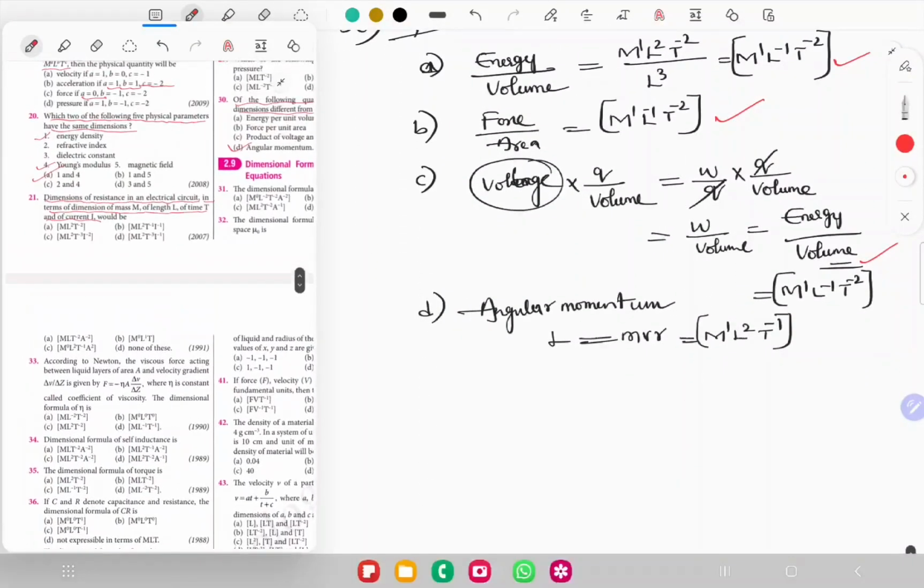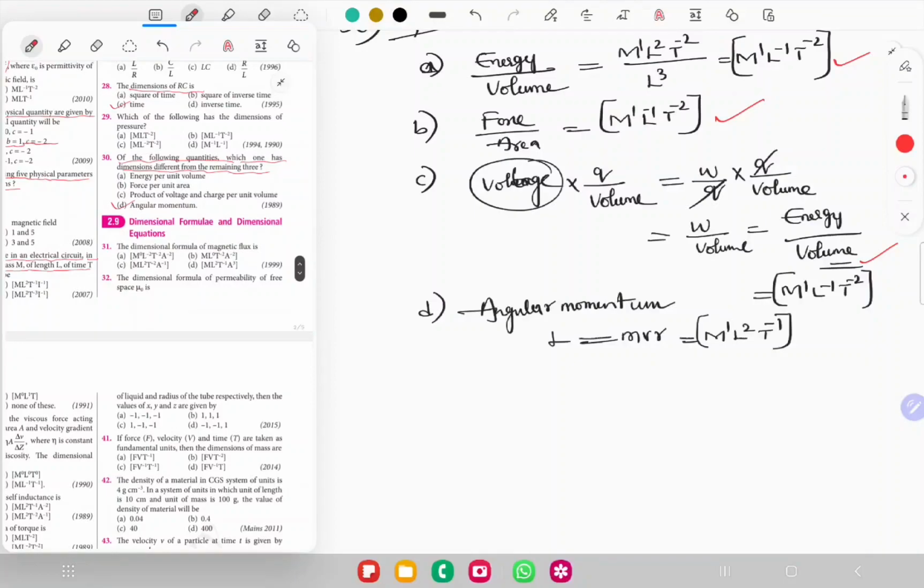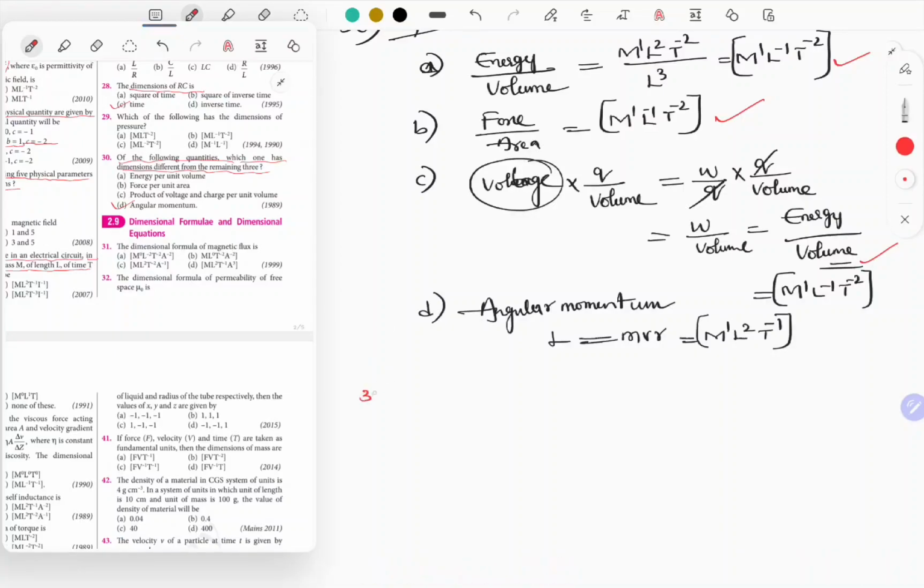Let's solve question number 31. In question number 31, they are asking the dimensional formula for magnetic flux. The formula for magnetic flux in terms of magnetic field and the area is phi equal to B bar dot A bar, which is equal to BA cos theta. This is the formula for magnetic flux.